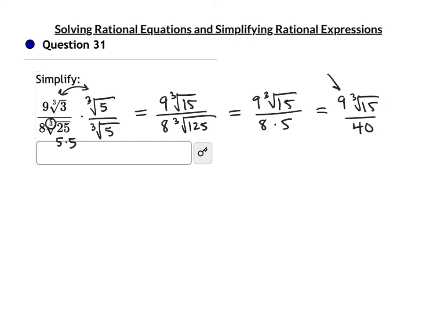Again, you would always look to see if maybe the whole number parts canceled. You have multiplication here. If they had any common factors, you could cancel. But since there are no common factors, that is my answer.